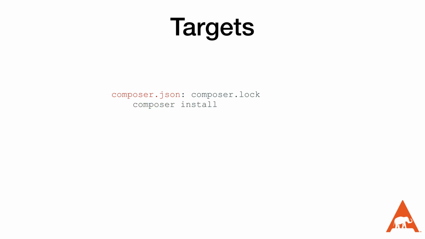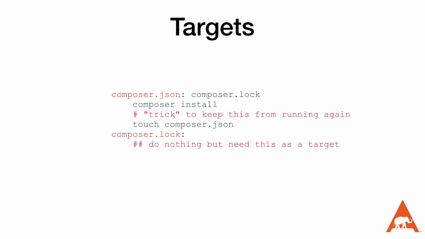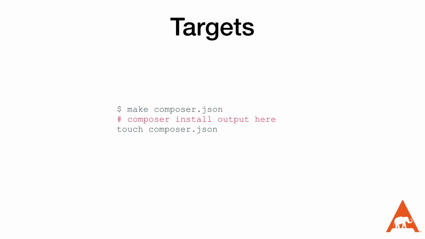In the composer.json command, we'll run composer install and then touch composer.json, which will then set the modified date of the composer.json file. We'll also create a target called composer.lock because it's a prerequisite of composer.json, but there's nothing to do as nothing needs to be updated at this point. So the first time we run make composer.json, it will run the install process and touch the composer.json file. Then if we run it again, we'll get the message that composer.json is already up to date, and it won't run the install. This is what makes Make ideal for developers of compiled languages, but that doesn't mean we can't use it as well.